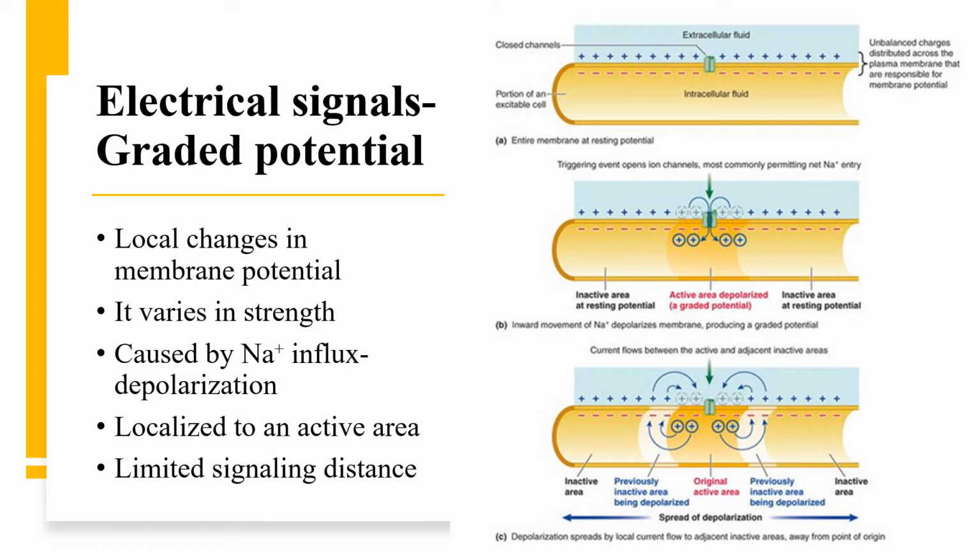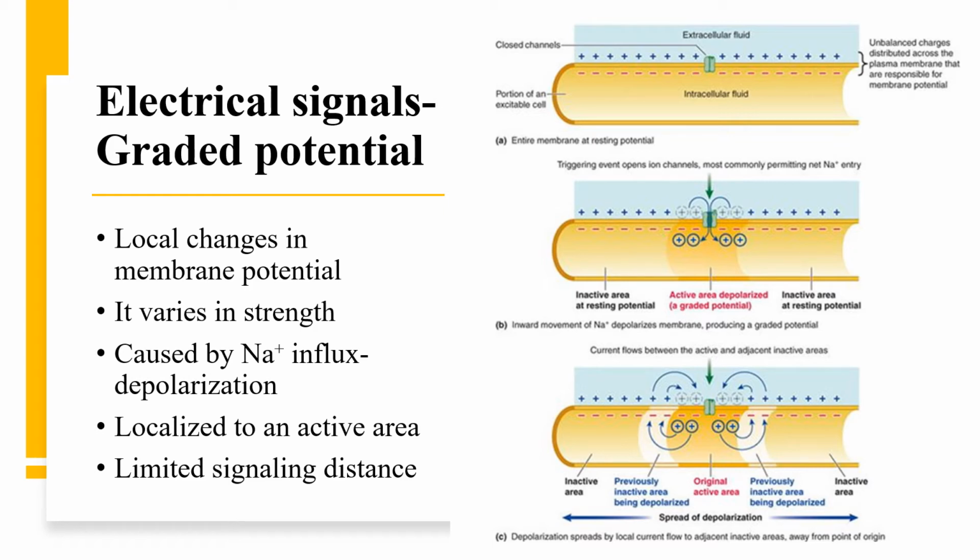There are two basic electrical signals: graded potential, which serves as a short-distance signal, and action potential, which signals over long distances. Graded potentials are local changes in membrane potential, and they vary in their strength. For example, membrane potential could change from -70 to -60 millivolts, which is a 10 millivolt graded potential, or from 70 to 50 millivolts, which is a 20 millivolt graded potential.